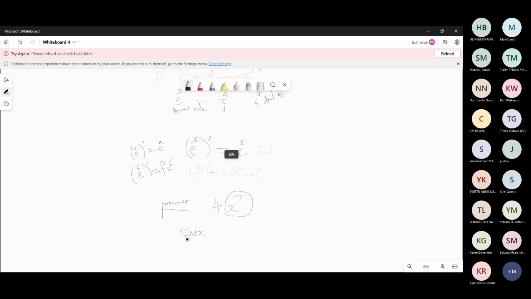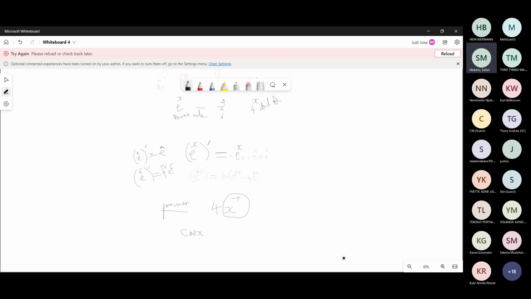Does this function have the form of the power rule? Of course, no. So it's important that you see which function I have here and which rule applies in this case. For now on, if I have to summarize, we have already seen two different rules to compute the derivative.